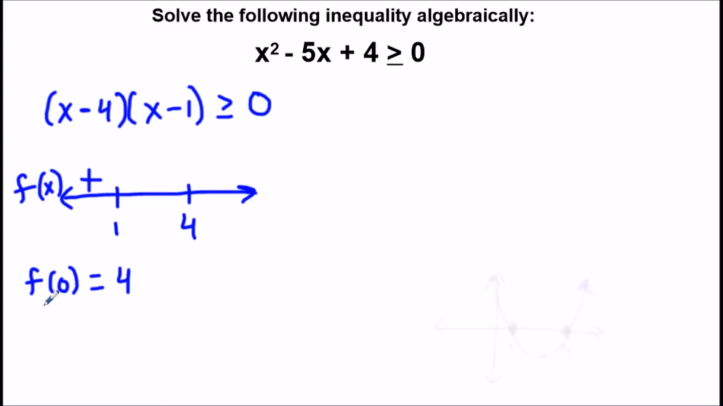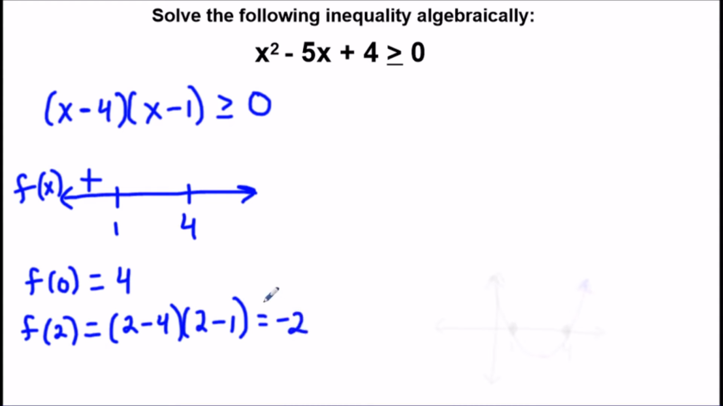For the interval where x is between 1 and 4, a good value to test is x equals 2, because 2 is between 1 and 4. When we plug in 2, I could use the original form or the factored form. Let's say I plug it into the factored form: 2 minus 4 times 2 minus 1. This gives me negative 2 times 1, which is negative 2. But I'm only going to record the sign of the output value, and the sign is negative here.